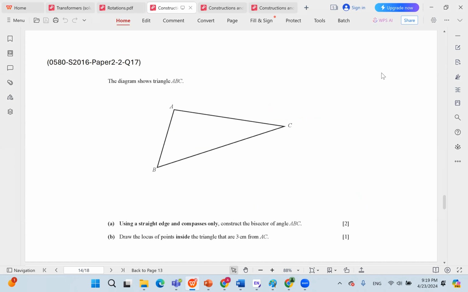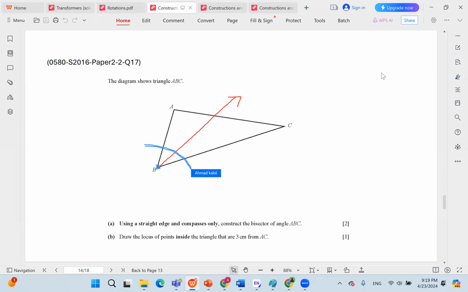The diagram shows triangle ABC. Using a straight edge and compasses only, construct the bisector of angle ABC. So again, this is a repetition of the previous question. We said that the angle bisector is expected at the end to look something like this. And in order to achieve that, we first draw an arc. We put the iron part here and we draw the arc.